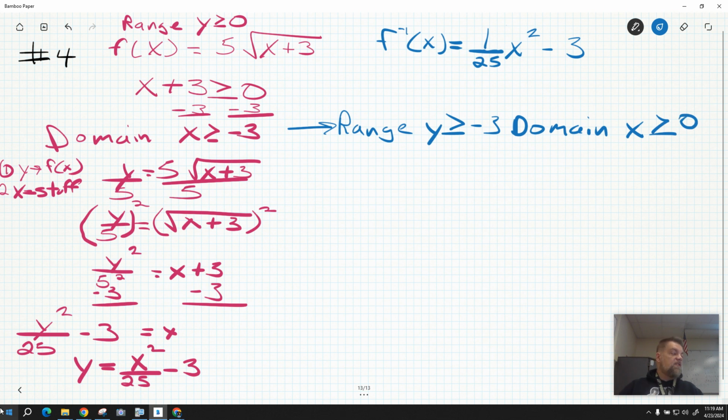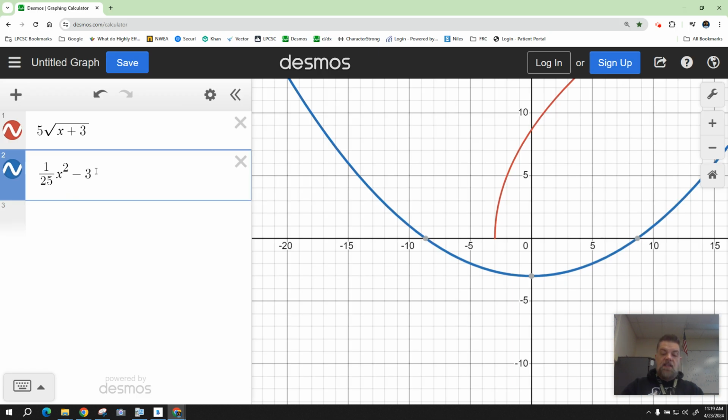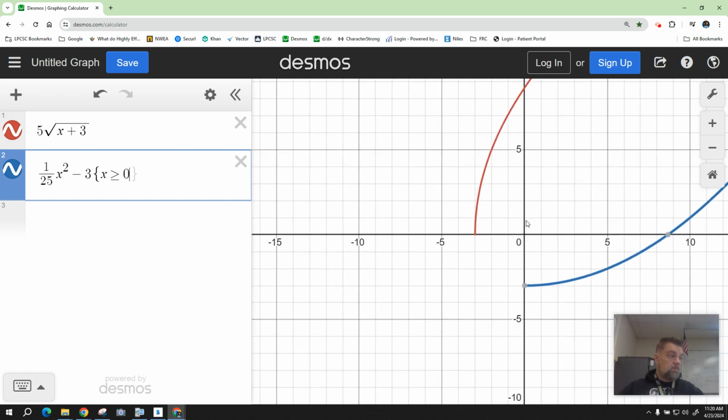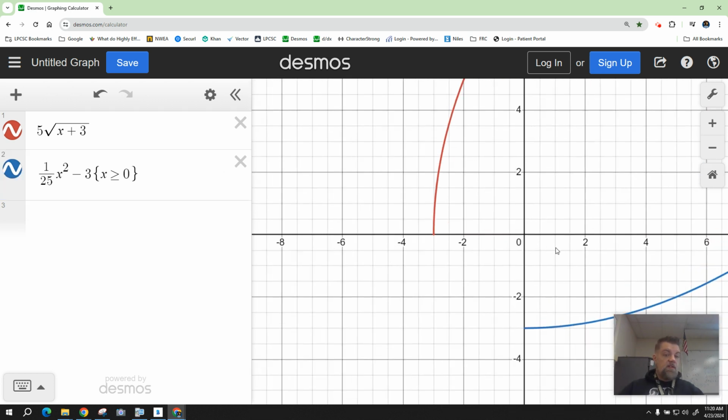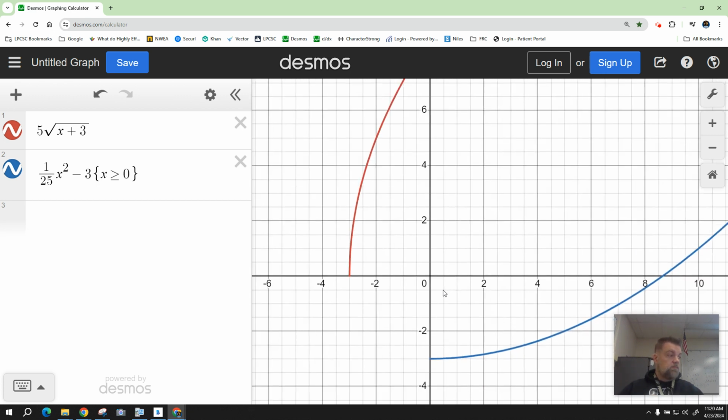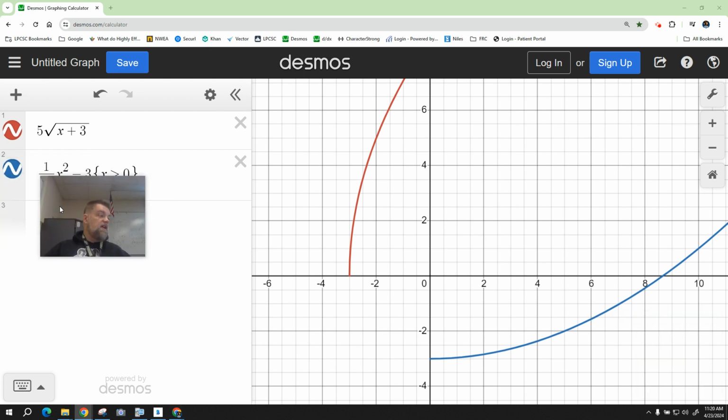So now we go back to our graph, and we're going to have to, at the end of this in braces, put x is greater than or equal to 0. Boom. Now we have the true graph. Okay. So let's zoom in a little bit. And so I'm just going to take a screenshot of that.